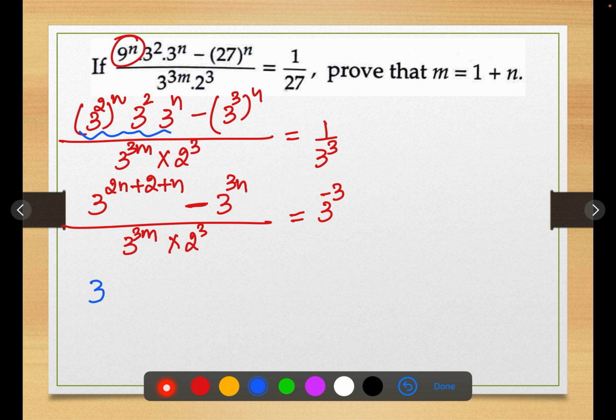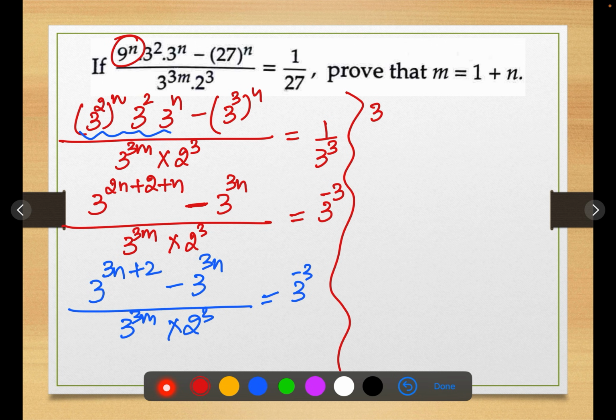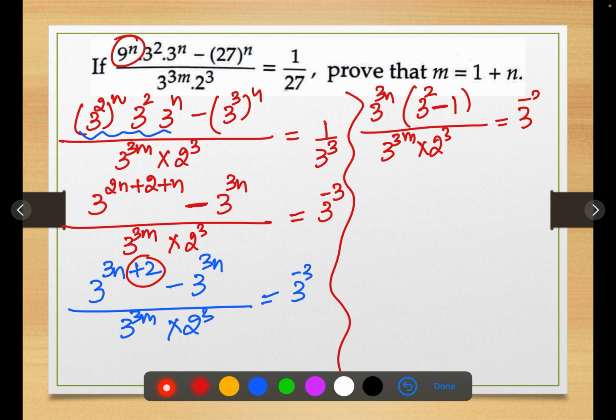It may confuse you. So what I'll do is write 3 to the power n plus 2 minus 3 to the power 3n upon 3 to the power 3m into 2 to the power 3. I am not changing anything, I am just rewriting it. Now, can you see this 3 to the power 3n as common? So now in the next step, I'll take 3 to the power 3n common. When I take this common, I am left with only 3 to the power 2 here, minus 1 because nothing is left here. 3 to the power 3m into 2 to the power 3 is equal to 3 to the power minus 3.